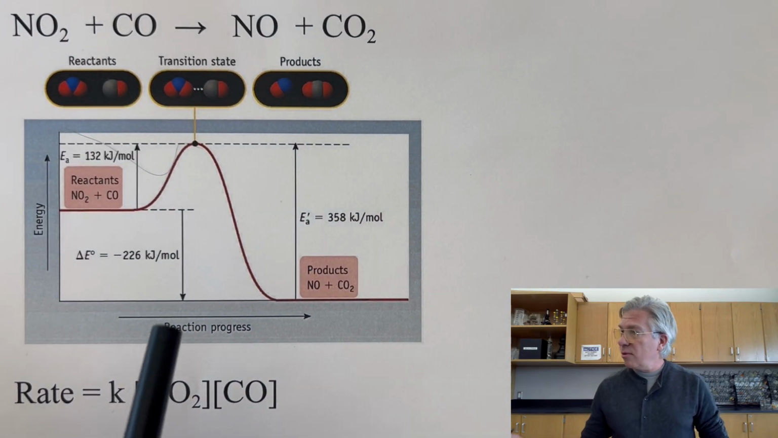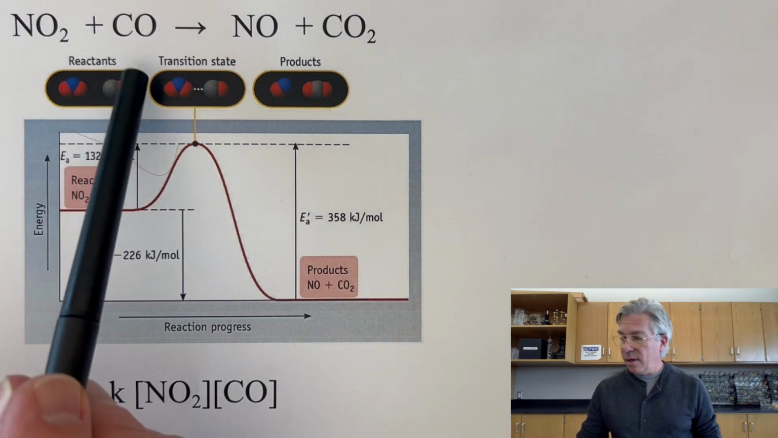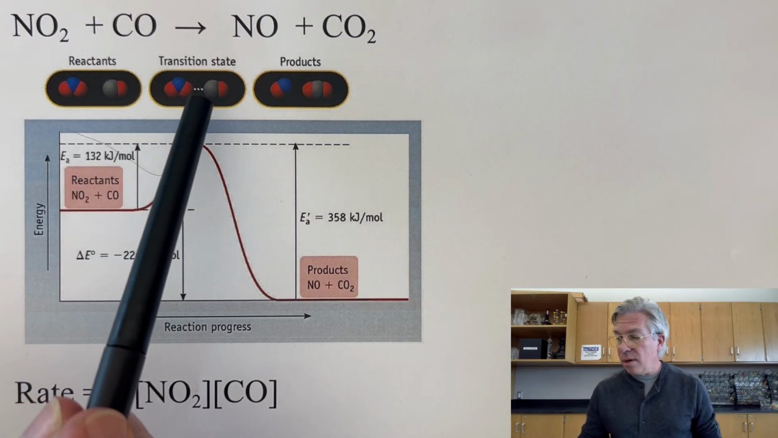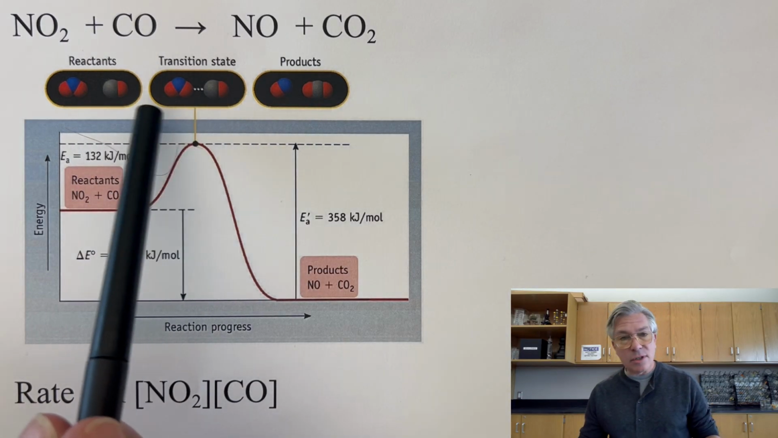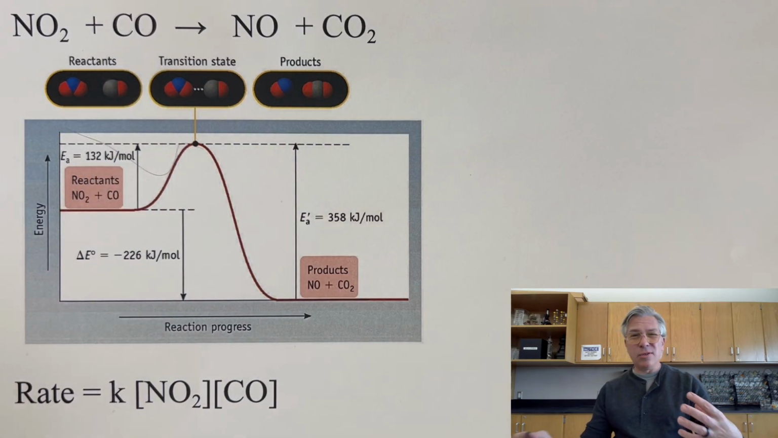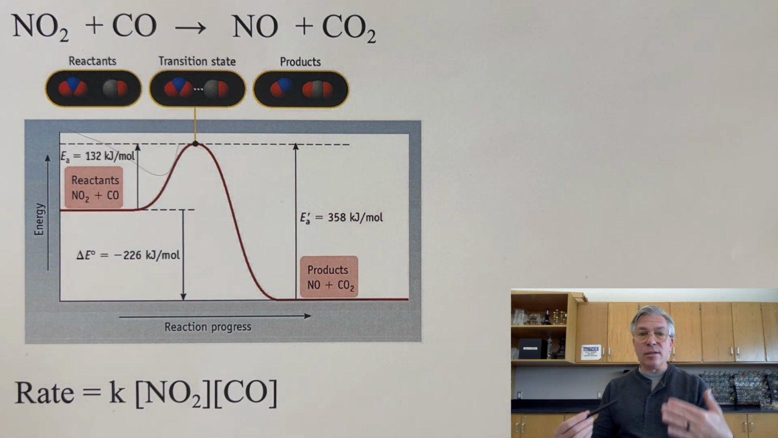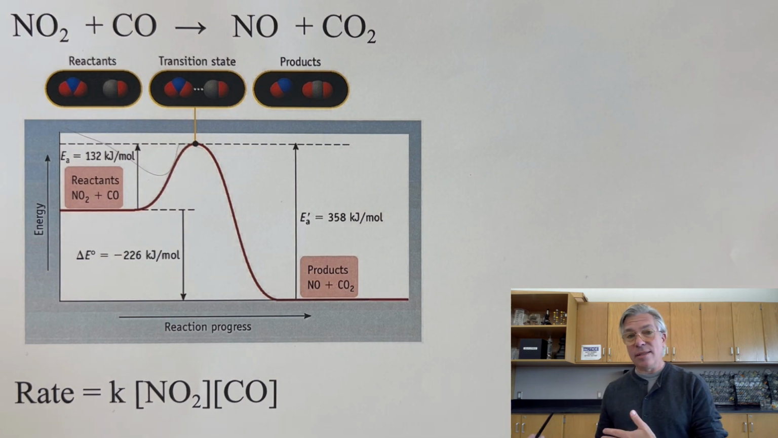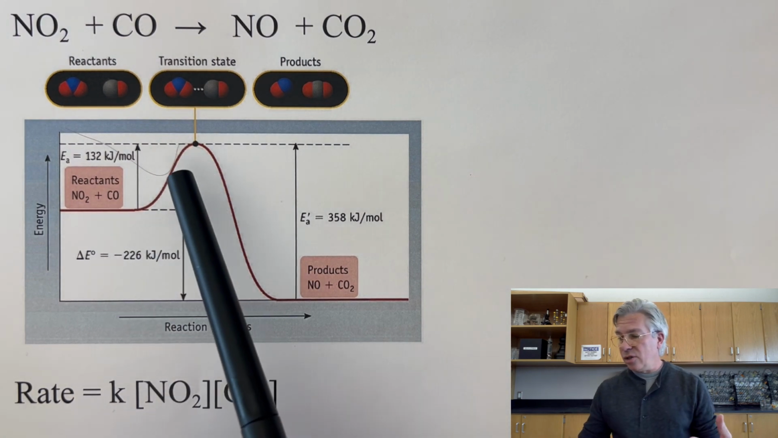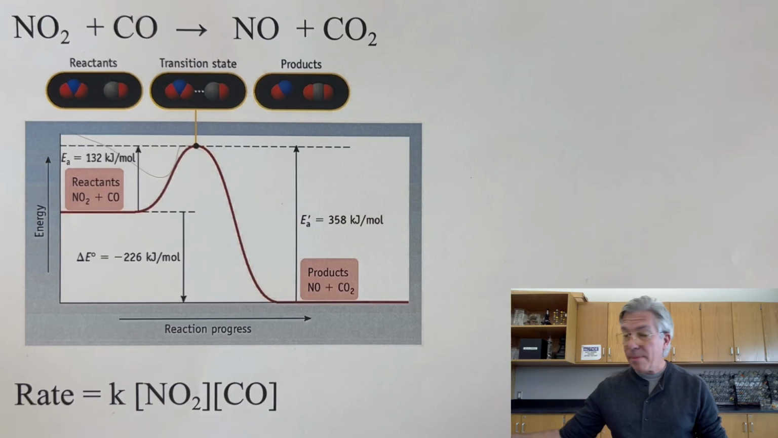Okay, so a repeat slide from last time. We have two reactants, NO2 and CO. Basically, they have to collide. They make sort of this middle transition state where they're not quite products yet, but they're not reactants anymore either. And that's a high energy situation that happens during the collision while they're interacting.